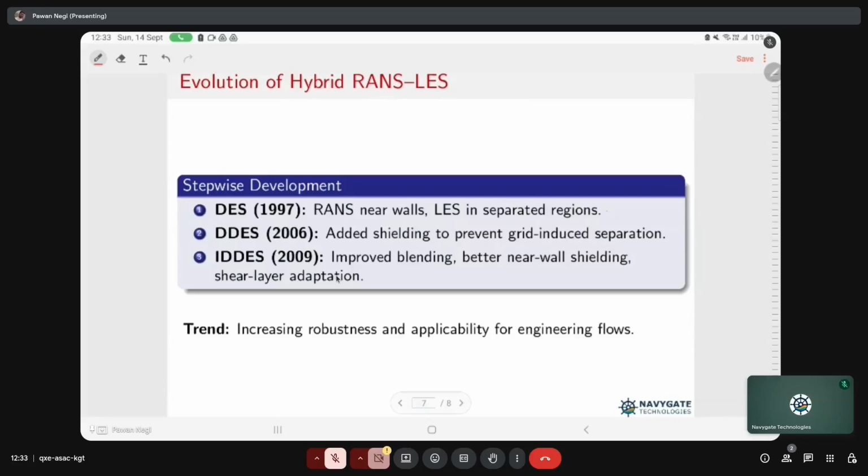The first method was proposed by Spalart in 1997. Then in 2006, DDES was proposed, and then in 2009, improved DDES was proposed. These methods were all extensions of the DES method, and they improved the particular DES method and made it robust and applicable to flow around more complex geometries.